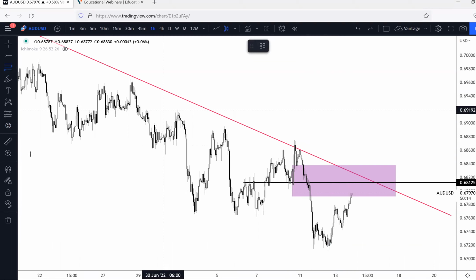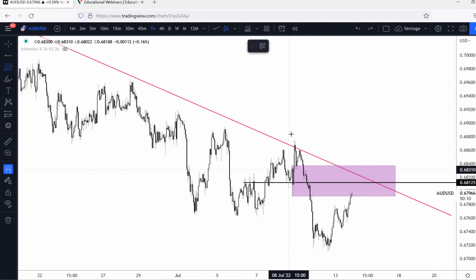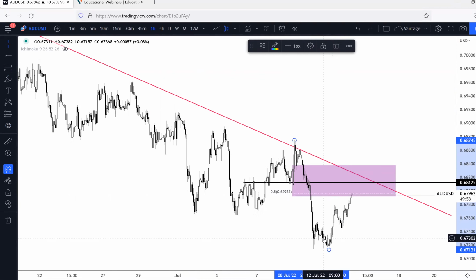So this tool, and you can turn on the magnet mode. By using this tool, it helps you to basically capture the tops and bottoms nicely. All I need to do is just hover around the candle, and it'll capture the exact high. And again, the exact low. So I'm using the highest and lowest point within that move. And you can see over here.